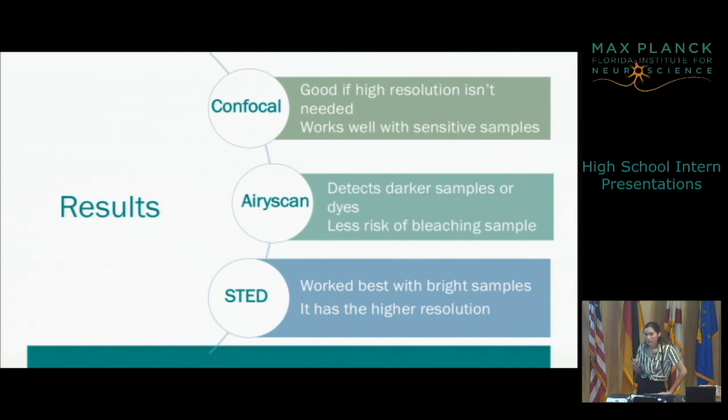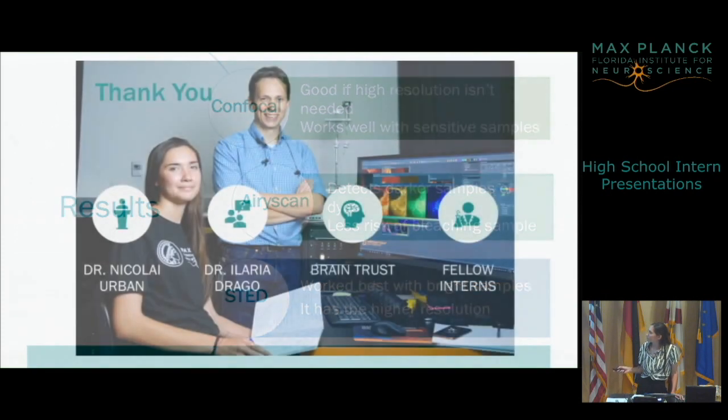The STED worked best with bright samples, as we saw with the cytoskeletal lattice. It also gave us a higher resolution because we're using strong beams. But we learned so far that we cannot determine which microscope is the best simply on which one provides us with the best resolution. It depends on the characteristics of your sample. It depends on the dye that you're using, whether it's sensitive, and just the resolution that you may need and the size of your structure.